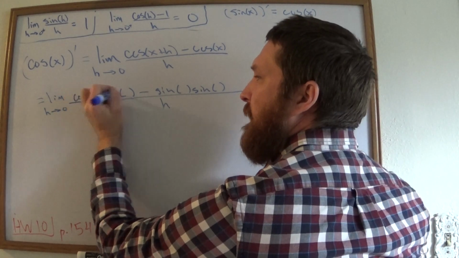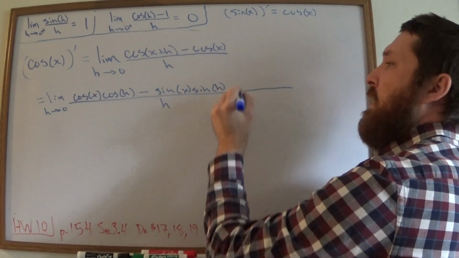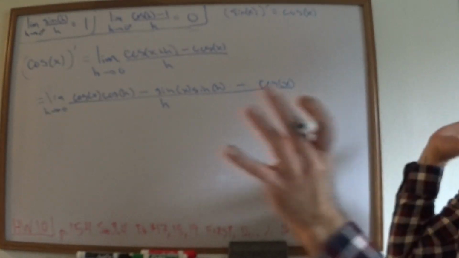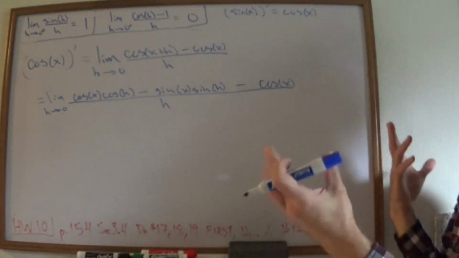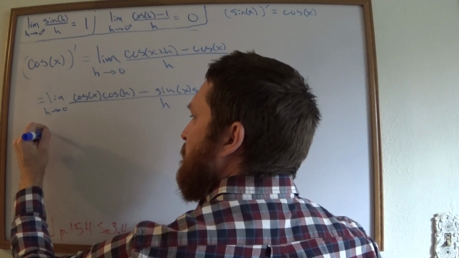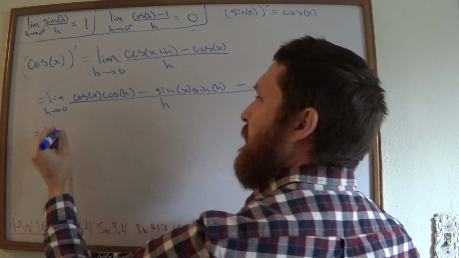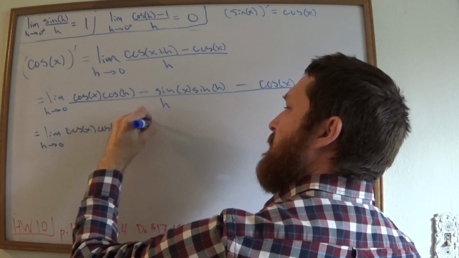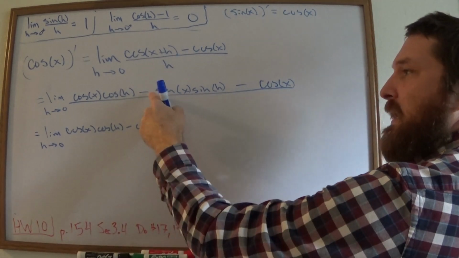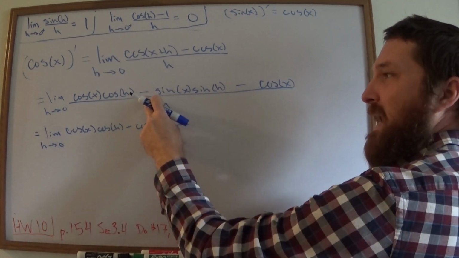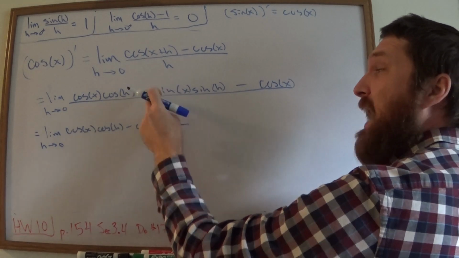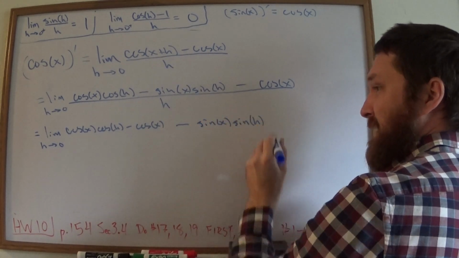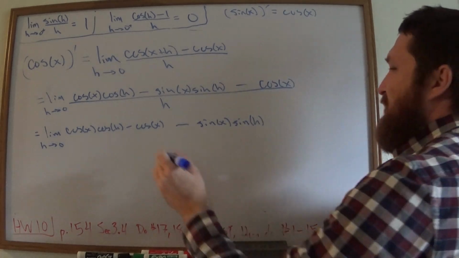And so cosine x cosine h minus sine x sine h, minus cosine x. I'm going to do the exact same thing we just did and say, let's try to get all the cosine x's together. You kind of see what's about to happen. The limit as h goes to 0 of cosine x cosine h minus cosine x. There's a minus sign here, there's a minus sign there. I have to say that, because it's so easy to mess that up.